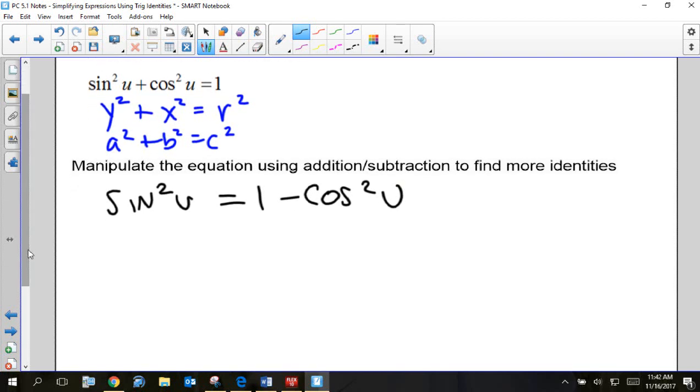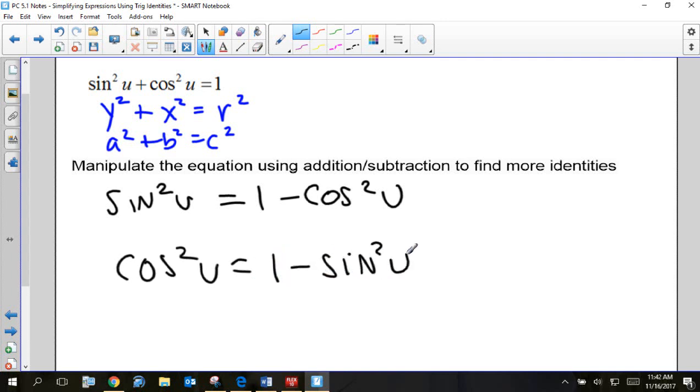I'm going to get a third one the same way. I'm going to go back up to that same original, and I'm going to subtract sine squared u this time. If I subtract sine squared u from both sides, now I have cosine squared u equals 1 minus sine squared u. Now I have 3 Pythagorean identities. How many are we going for? 9.